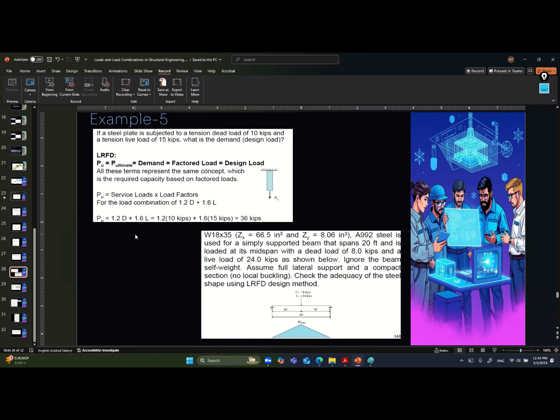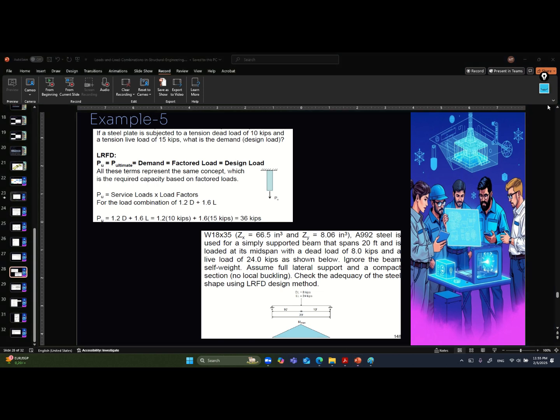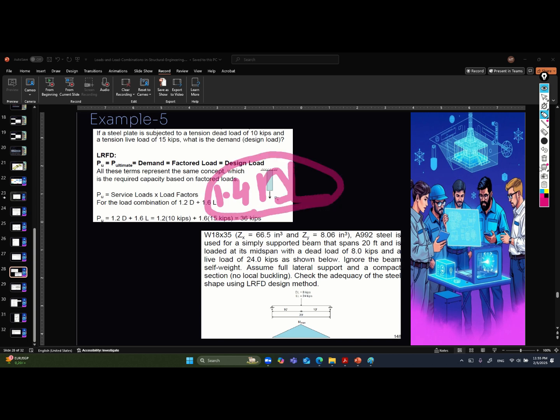So let's go back to example 5. I show you 2 examples, and the idea of these 2 examples is how to use the load combination. Here it mentions that if a steel plate is subjected to a tension dead load of 10 kips and a tension live load of 15, what is the demand design load? Here it is only concerned with 1.2 dead plus 1.6 live because it is the one that governs, but don't forget about the 1.4 dead load. You must also check the 1.4 dead load. You must consider this one also.